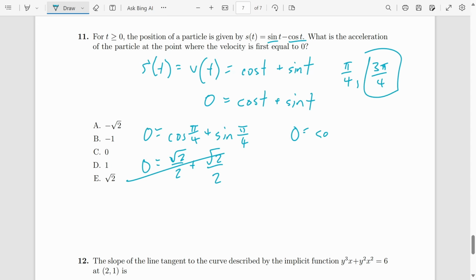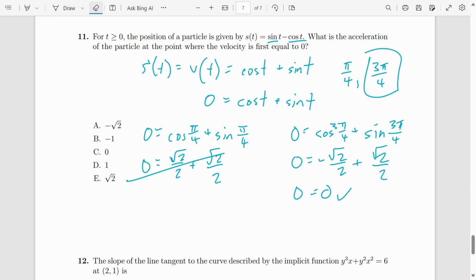Let's do 0 equals cosine of 3 pi over 4 plus sine of 3 pi over 4. Let's see what we get. Cosine of 3 pi over 4, if you go all the way around the unit circle like that, is going to be negative root 2 over 2. And sine of 3 pi over 4 is going to be positive root 2 over 2. So yes, we know we did things right. This checks out. We know that our lowest t value is 3 pi over 4. So knowing that, we can plug that into the acceleration function, and we'll get our answer.